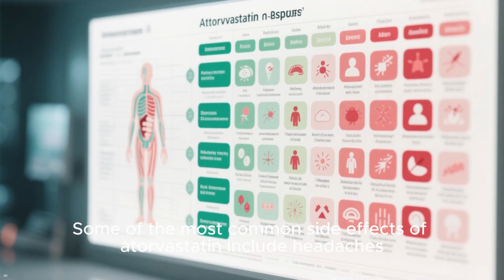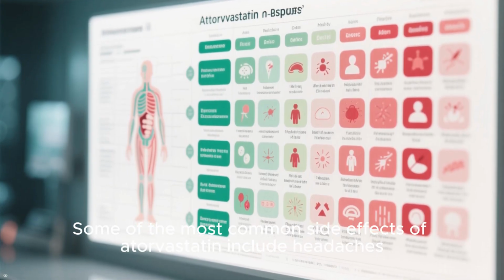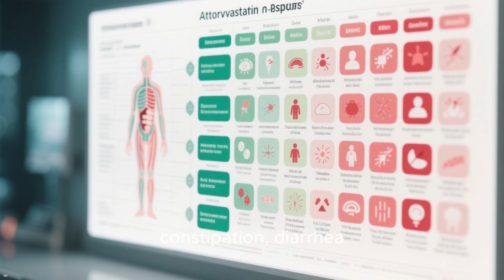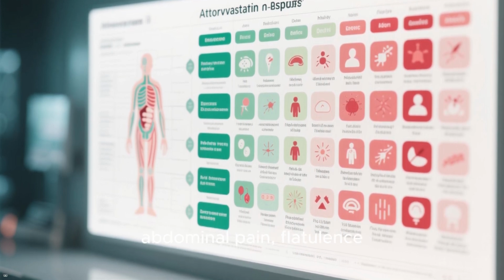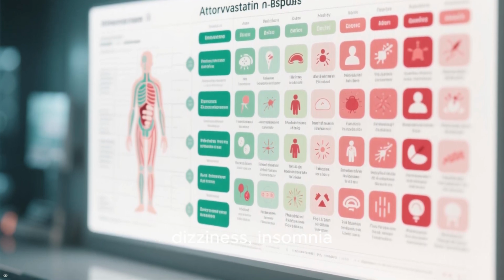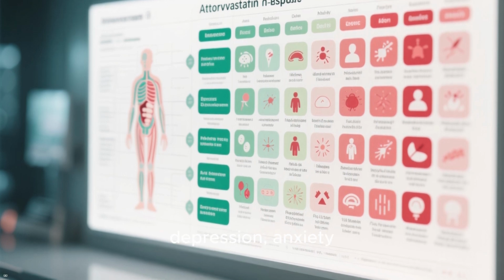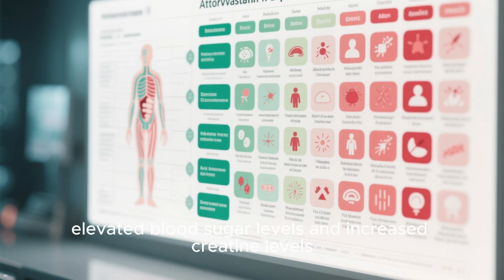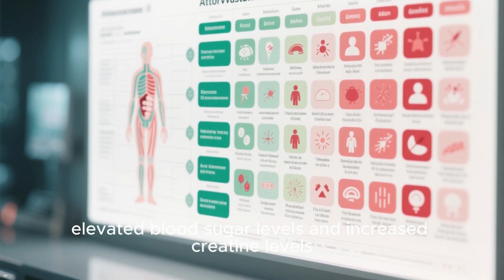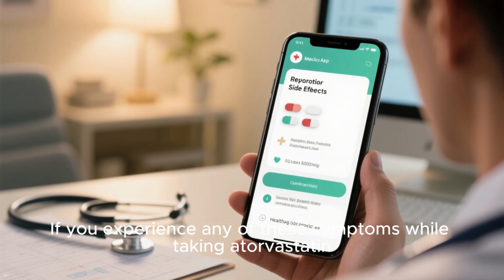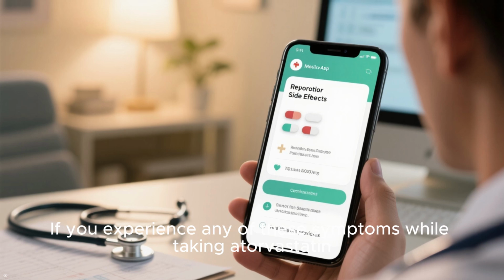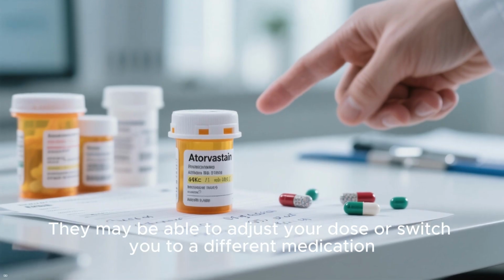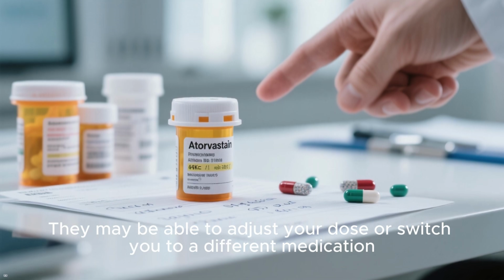Some of the most common side effects of atorvastatin include headaches, muscle pain, fatigue, nausea, constipation, diarrhea, abdominal pain, flatulence, dizziness, insomnia, depression, anxiety, memory problems, weight changes, elevated blood sugar levels, and increased creatine levels. If you experience any of these symptoms while taking atorvastatin, it is important to speak with your healthcare provider. They may be able to adjust your dose or switch you to a different medication.